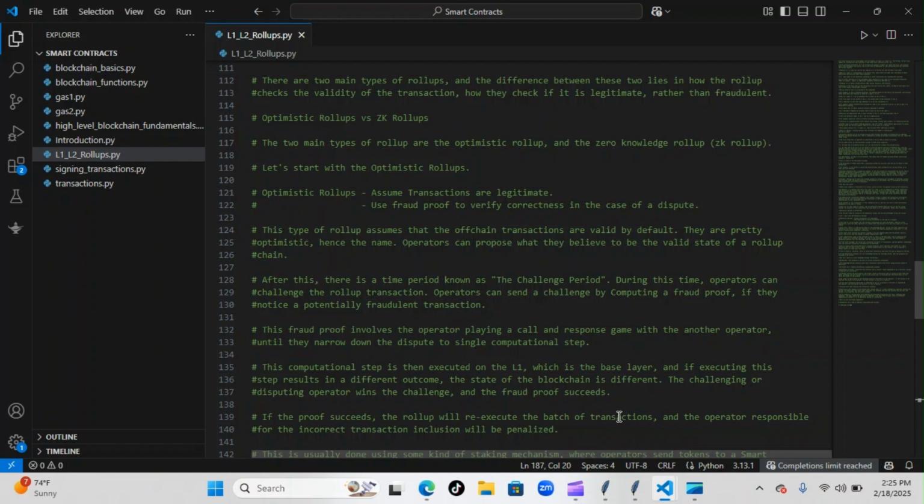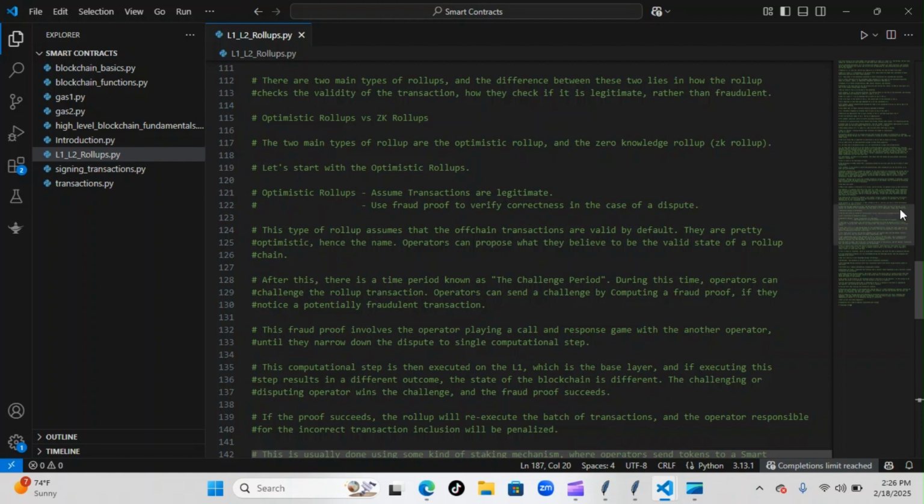This fraud proof involves the operator playing a call and response game with another operator until they narrow a dispute down to a single computational step. This computational step is then executed on the L1, which is the base layer, and if executing this step results in a different outcome, the state of the blockchain is different. The challenging or disputing operator wins the challenge and the fraud proof succeeds. If the proof succeeds, the rollup will re-execute the batch of transactions, and the operator responsible for the incorrect transaction inclusion will be penalized.